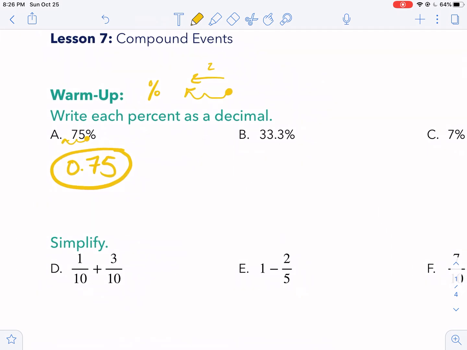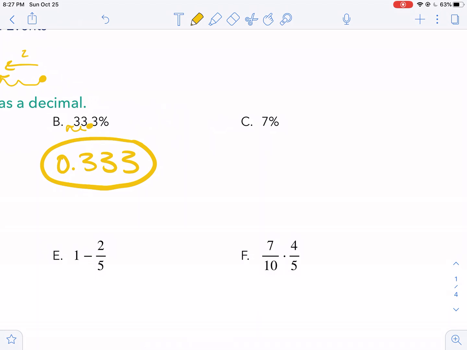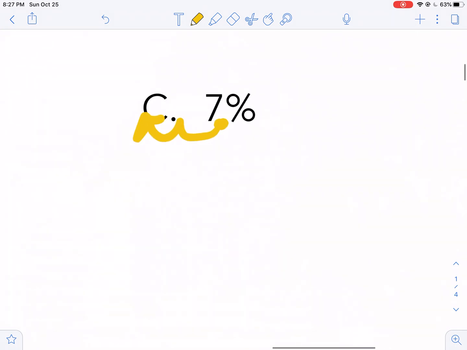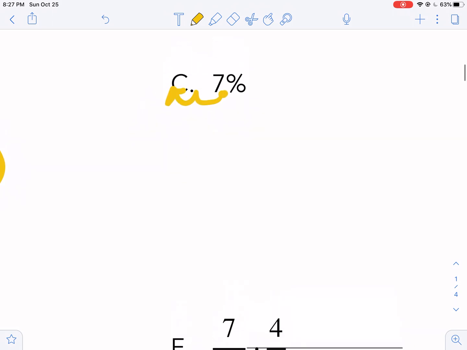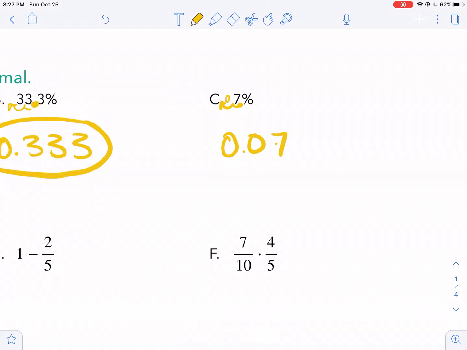Now do part B. What do you think it will be? Take this, move it 1, 2, and that gives you 0.333. Finally, predict what C will be. So we take our decimal point, we move it 1, 2. Oh, but there's nothing there. Pretend like there's a little 0 there. Okay, now pretend that there's a 0 there. That will give us 0.07.